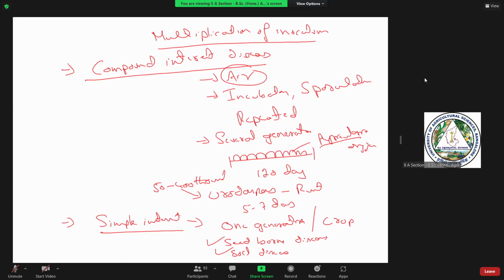Yeah, there is a question. Smut diseases can be seen only in cereals? Most often on cereals, but in a few cases we can also see them on fruit crops. They are seen on bajra and all the small millets.